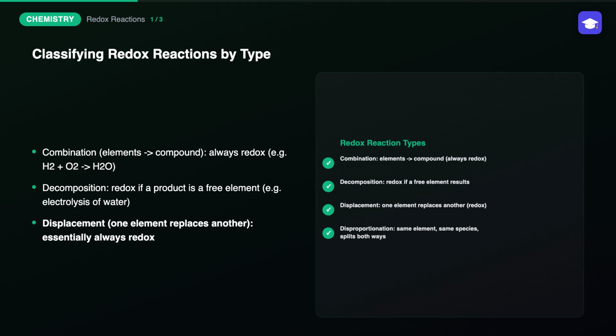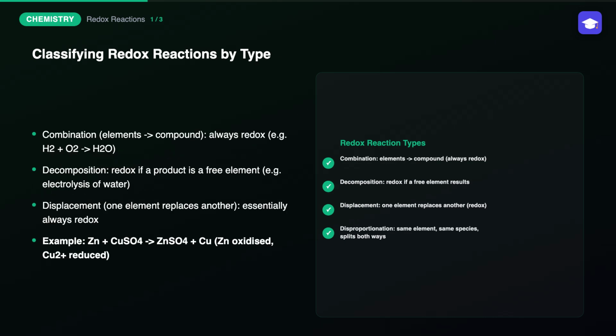oxygen gas. Displacement reactions, where one element in a compound is replaced by another element, are essentially always redox. A classic example being zinc metal displacing copper from copper sulfate solution. Zinc is oxidized while copper ions are reduced.